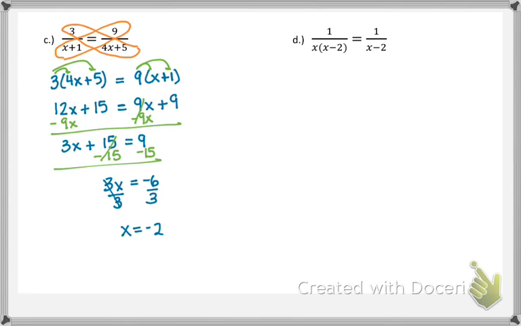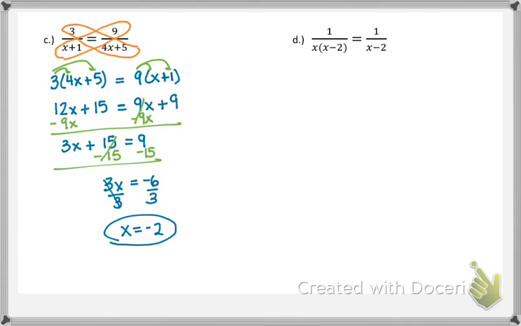And so again, let's check. If I put negative 2 back into the first fraction, negative 2 plus 1 is negative 1, which is okay. I just don't want it to be 0. It's okay if it's negative. 4 times negative 2 in the second fraction is going to give me negative 8 plus 5, which is negative 3. So still not 0. So this is an okay answer, not extraneous.